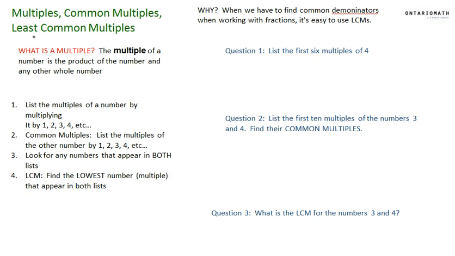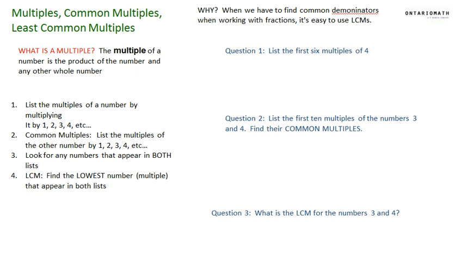So what is a multiple? Let's just start off with that. Well, it's pretty easy. It's easier than this definition, actually. The multiple of a number is the product of the number and any other whole number. So if I want to find the multiples of 2, I'm just going to multiply 2 by another number, and that's going to be my multiple.